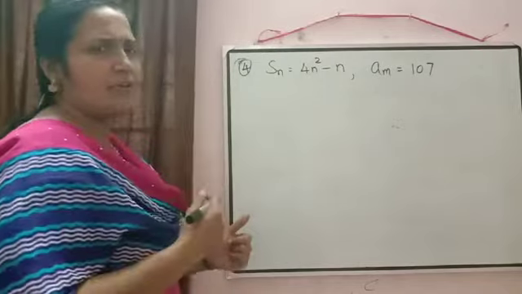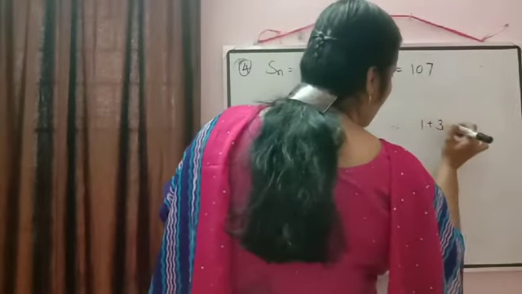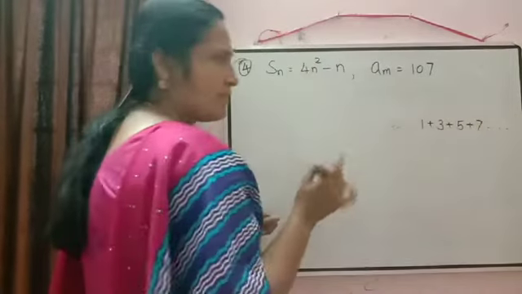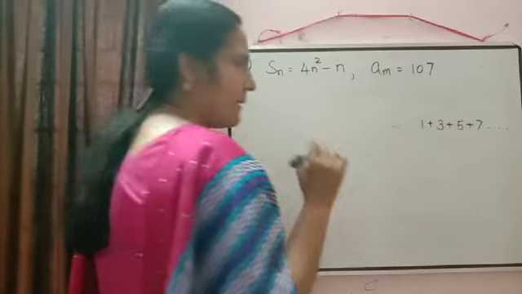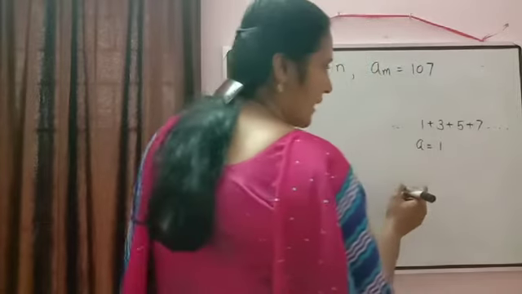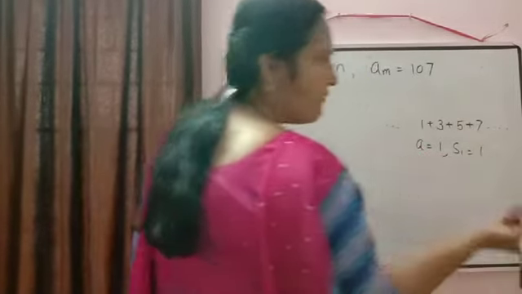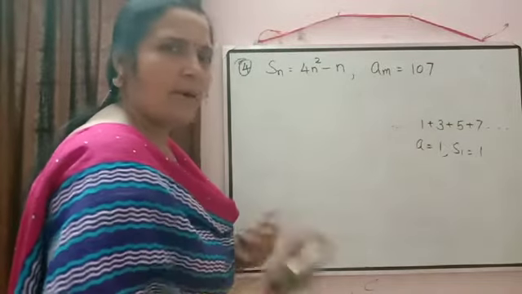I am just giving you one example there. Okay. Suppose I have an AP in this way. 1 plus 3 plus 5 plus 7 in this way. Okay. So if I am taking only one term of the AP, what is that? First term is equal to 1. Now, if I add that, what will come? Sum of one term will be equal to 1 only because I have taken one term only there.